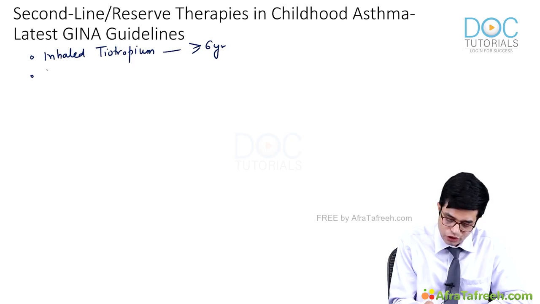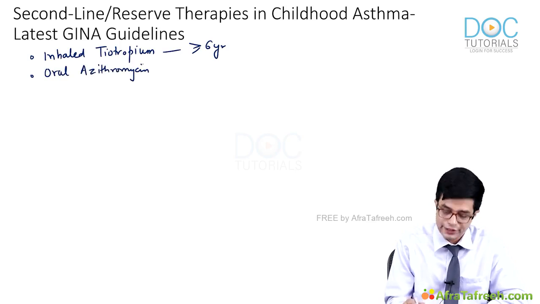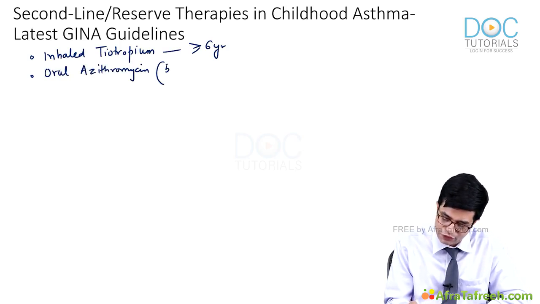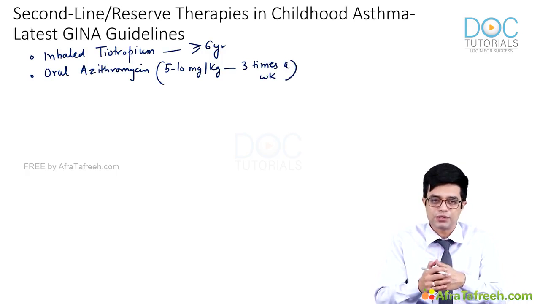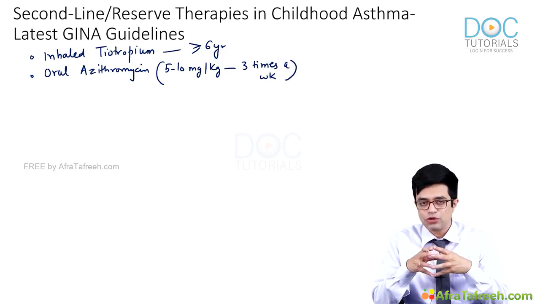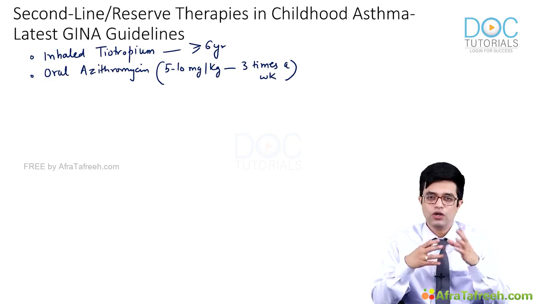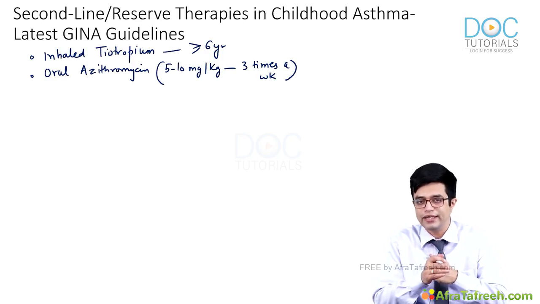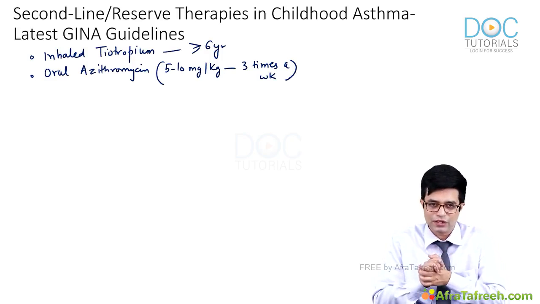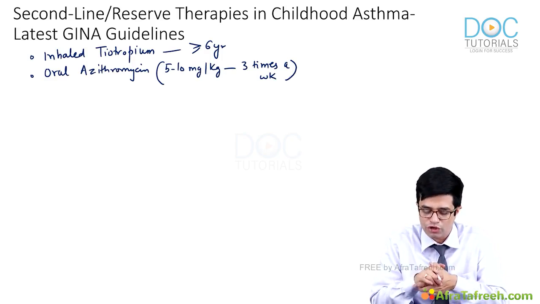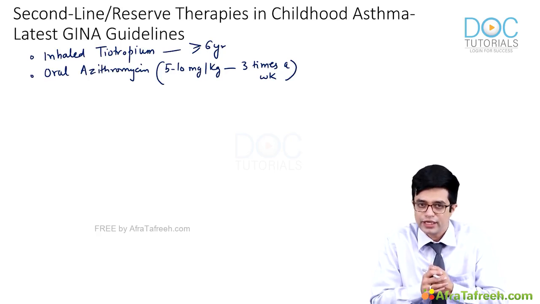You can consider oral azithromycin, but not daily. You give a dose of 5 to 10 milligram per kg body weight per day, 3 times a week for a few days, and then you see how the response happens. Azithromycin is a macrolide antibiotic which also has local anti-inflammatory action in the airways, and so it can be used as an add-on therapy, although the evidence for that is not very robust. So it is more of a reserve drug mentioned in the new GINA guidelines.